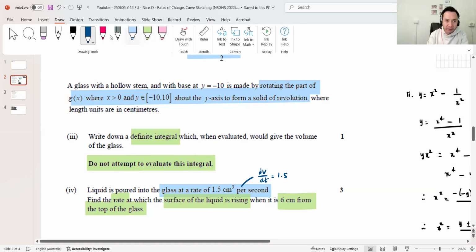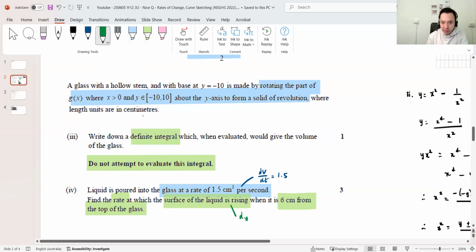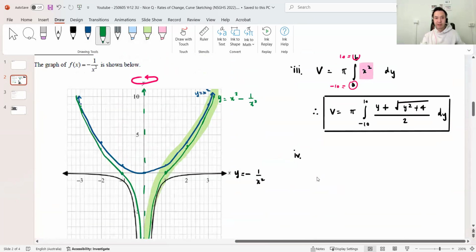So it's changing y. The question here is to find dy/dt, equals question mark, when it's 6 centimeters from the top. Now, this is important. If you think about what that means, if this is 10, that's the top. 6 centimeters from the top is about there. So that means sub in when y equals positive 4. At that point, y equals 4.